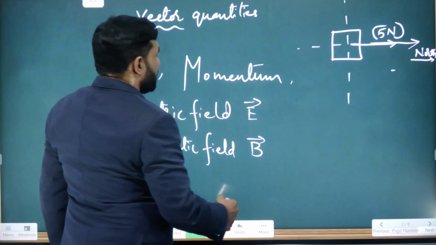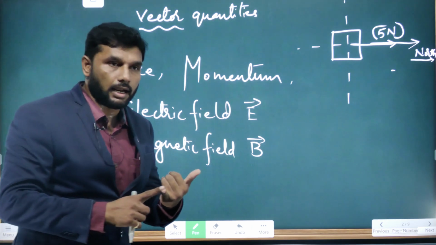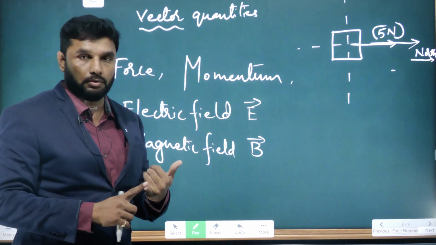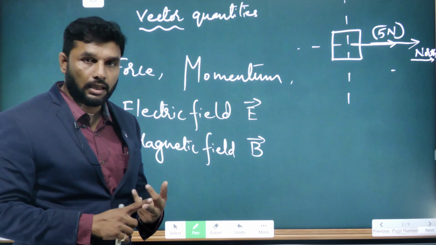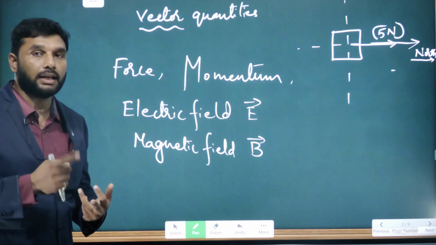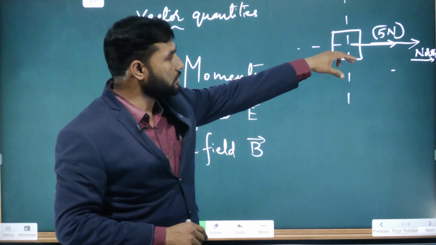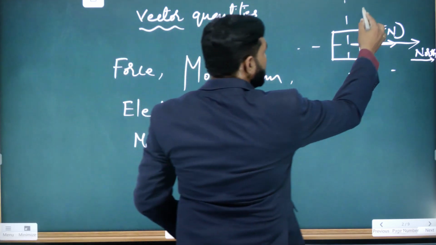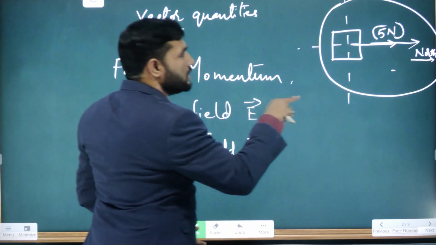So what are the main points under scalar and vector quantities? Scalar quantities have only magnitude, whereas vector quantities have both magnitude and direction. That's the reason I have taken one simple example of force. Force can be applied in any direction, but in this case it has a specific direction, towards north.